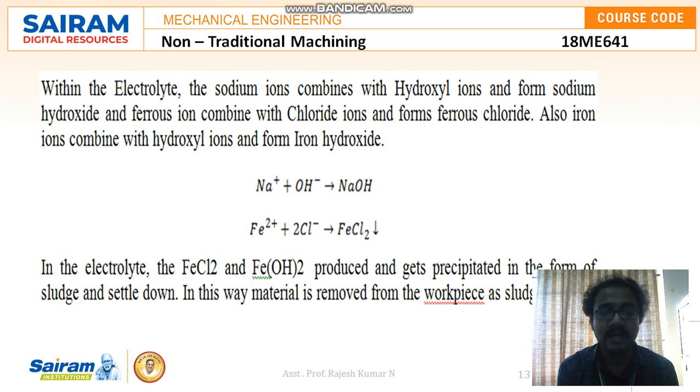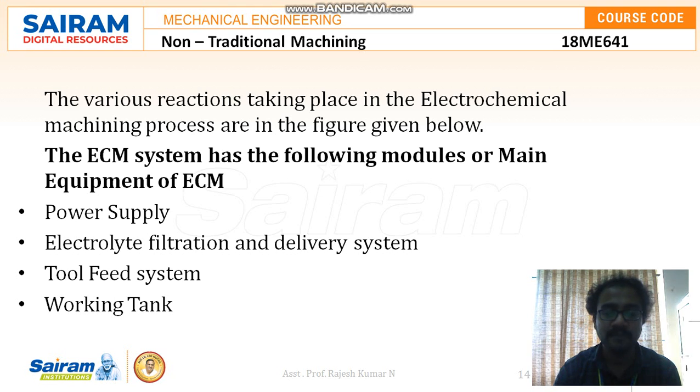So in the electrolyte, the ferrous chloride and the ferrous hydroxide produced get precipitated in the form of sludge and settle down. In this way, material is removed from the workpiece as sludge. So this is about the chemistry of the electrochemical machining process.